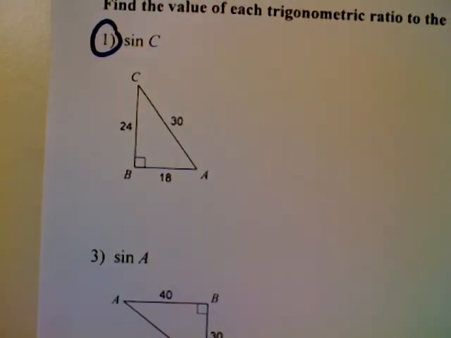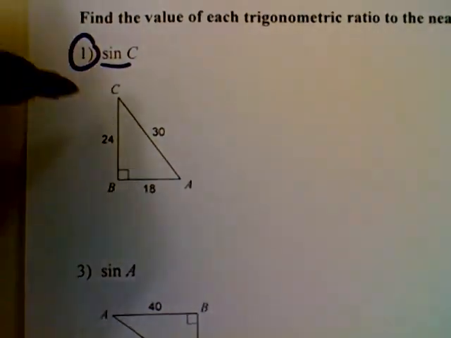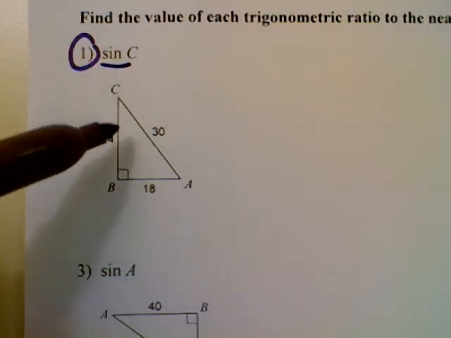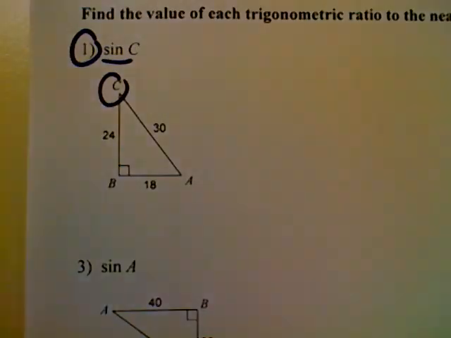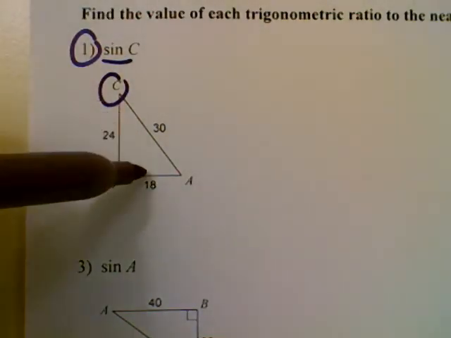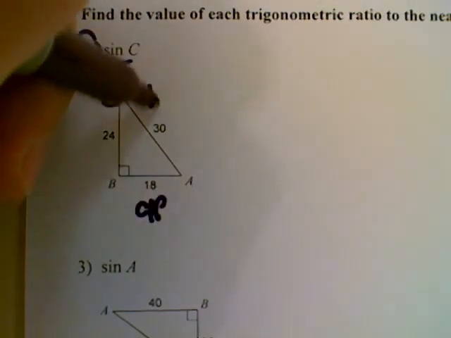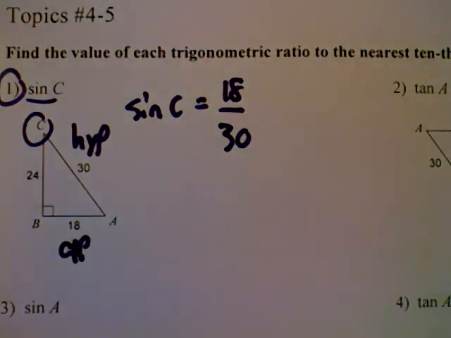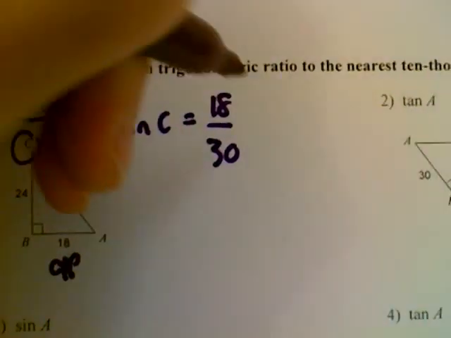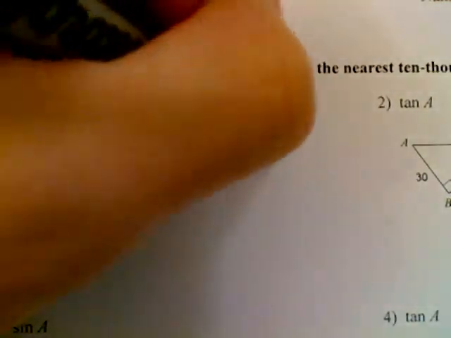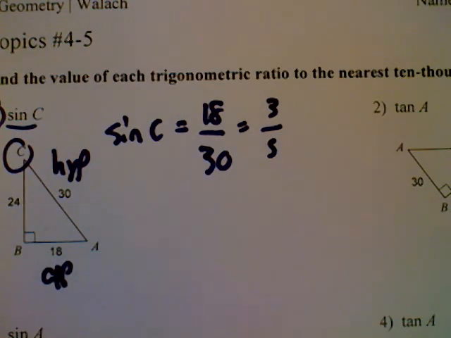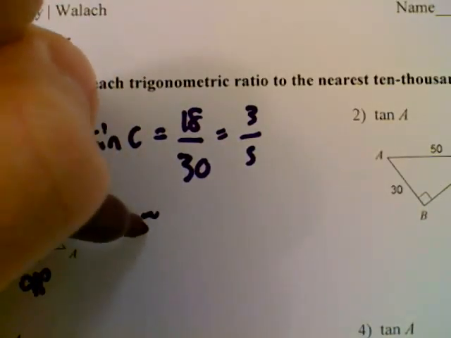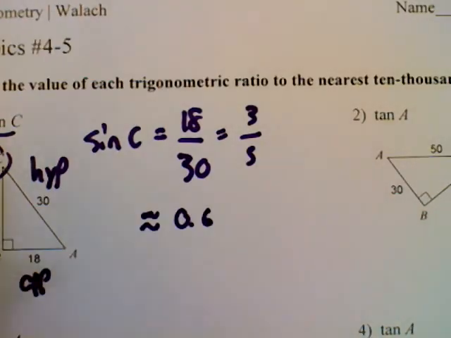Since we want the sine of C, this should be my opposite side over my hypotenuse. Now you have to know which side to look at. Since C is here, the opposite side is 18, and the hypotenuse is 30. So the sine of C should equal the opposite side, which is 18, over the hypotenuse, which is 30. You could reduce this, divide them both by 6, and you get 3/5. It asks us to round to the nearest 10,000th, and so this is approximately equal to 0.6.